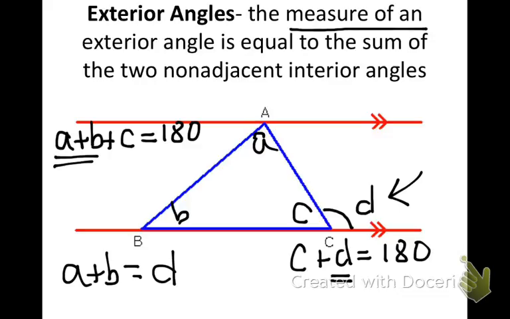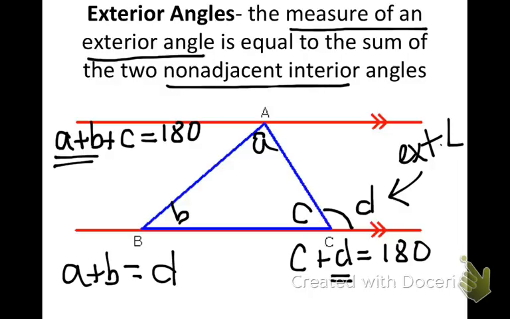The measure of an exterior angle, so in this case we're using D as our exterior angle, is equal to the sum of two non-adjacent interior angles. Non-adjacent means they're not next to each other, and we know A and B are non-adjacent. So our exterior angle D must equal the sum of the two interior angles that are not adjacent to the angle we're looking for. All right, so we're going to try some problems with that.